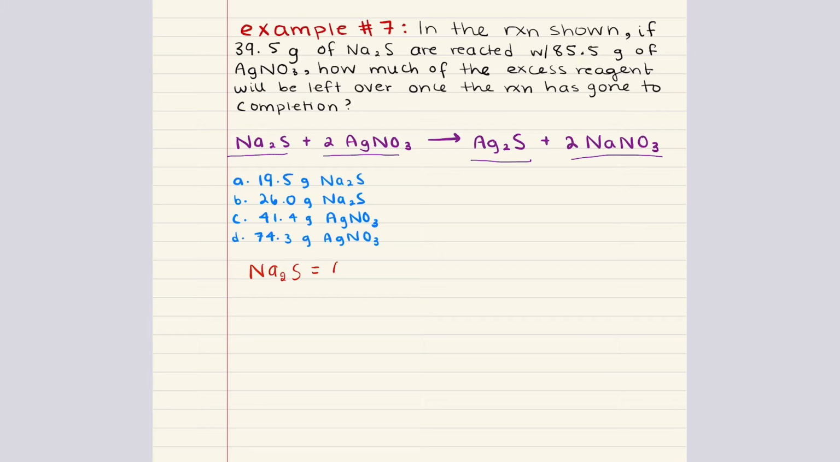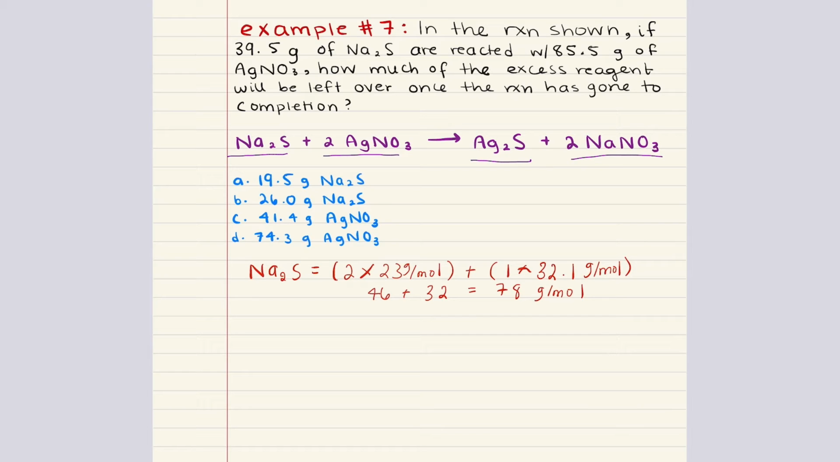Na2S. We have 2 sodium atoms. Each sodium has an atomic weight of about 23 grams per mole. And then we have 1 sulfur atom, and each sulfur atom has an atomic weight of 32.1 grams per mole. And so what we have here is 2 times 23, which is 46, plus about 32. That gives us 78 grams per mole for the molar mass of sodium sulfide.